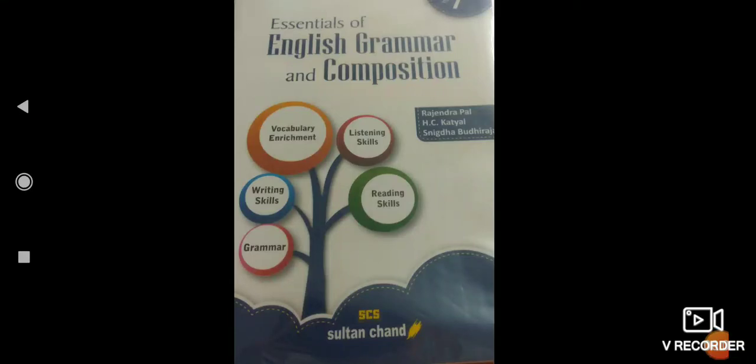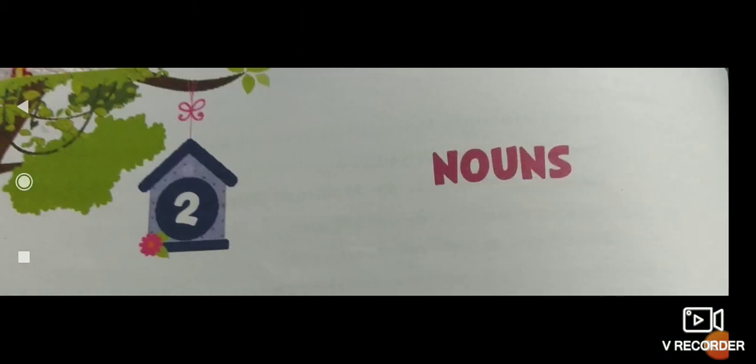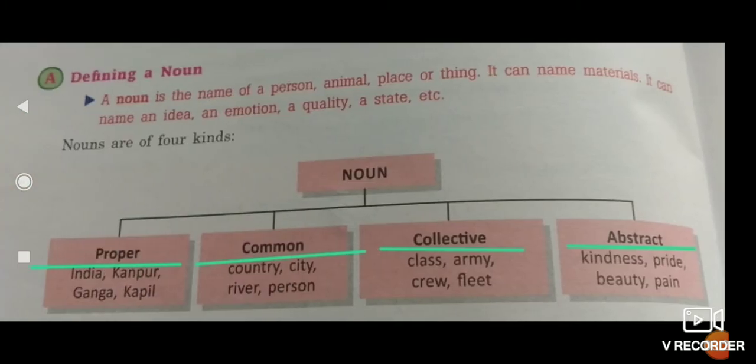Good morning, students. Today we will be continuing chapter number 2 of our English grammar book, Essentials of English Grammar and Composition. And the name of the chapter is Nouns. So let us first recapitulate what we discussed in the previous video.